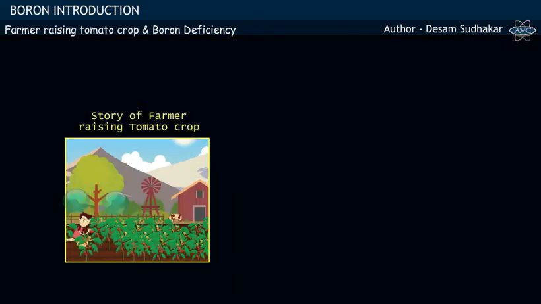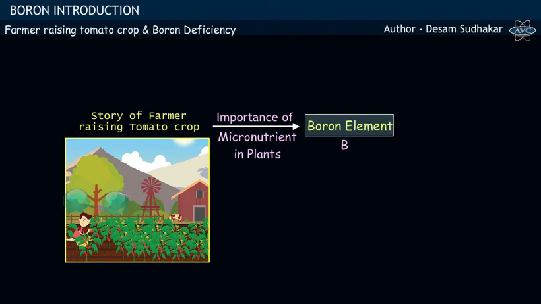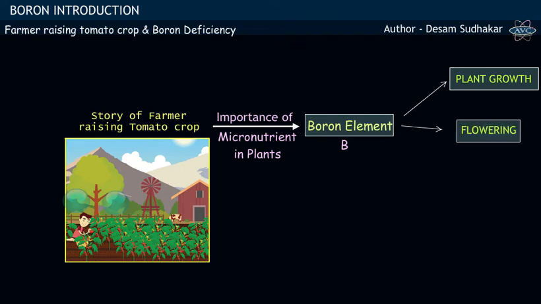This story of farmer raising tomato crop tells us the importance of micronutrient called boron in plant growth, flowering, and fruit bearing process in plants.